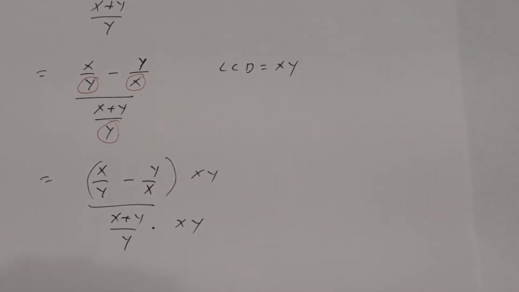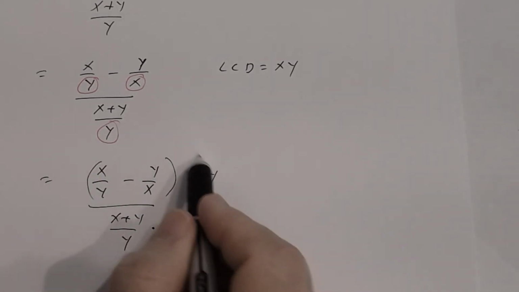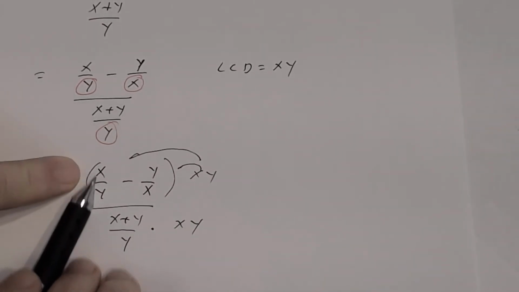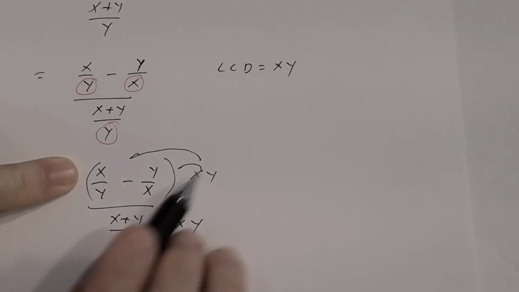Now notice I didn't put this in parentheses because there's just 1 fraction. Here I have 2 or more fractions up here, in this case, 2. Okay, so now I'm going to distribute. So remember, step 2 says, and that's what we're doing in step 2, I take every term and I multiply by the LCD.